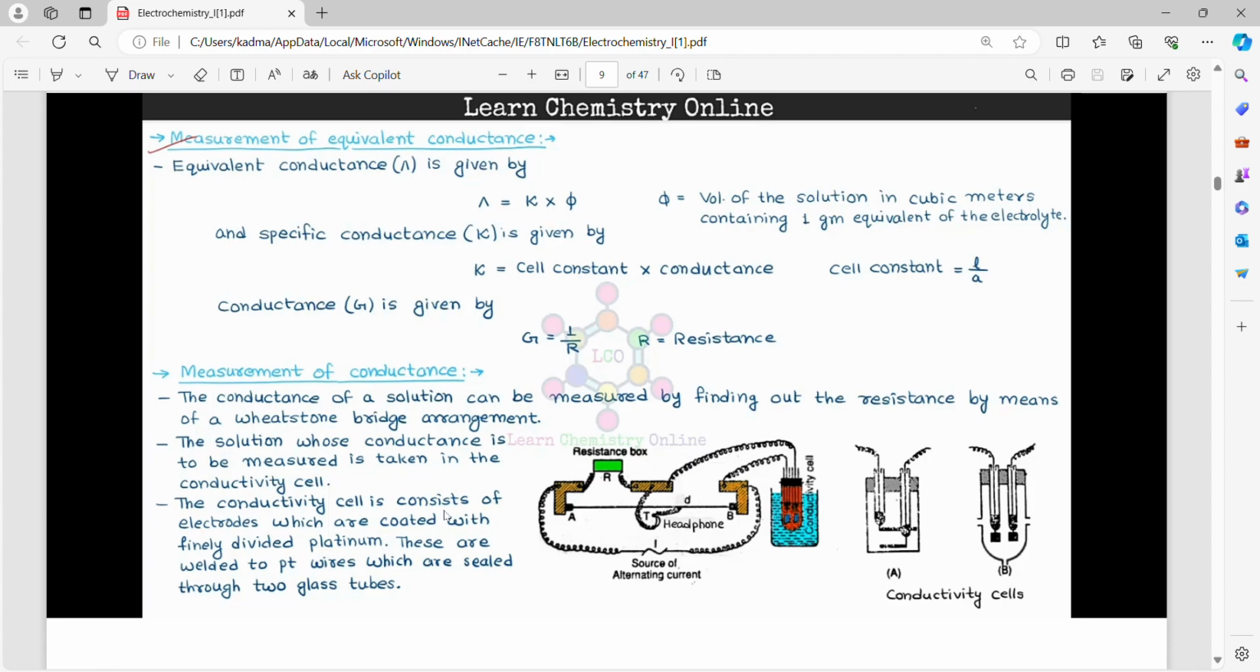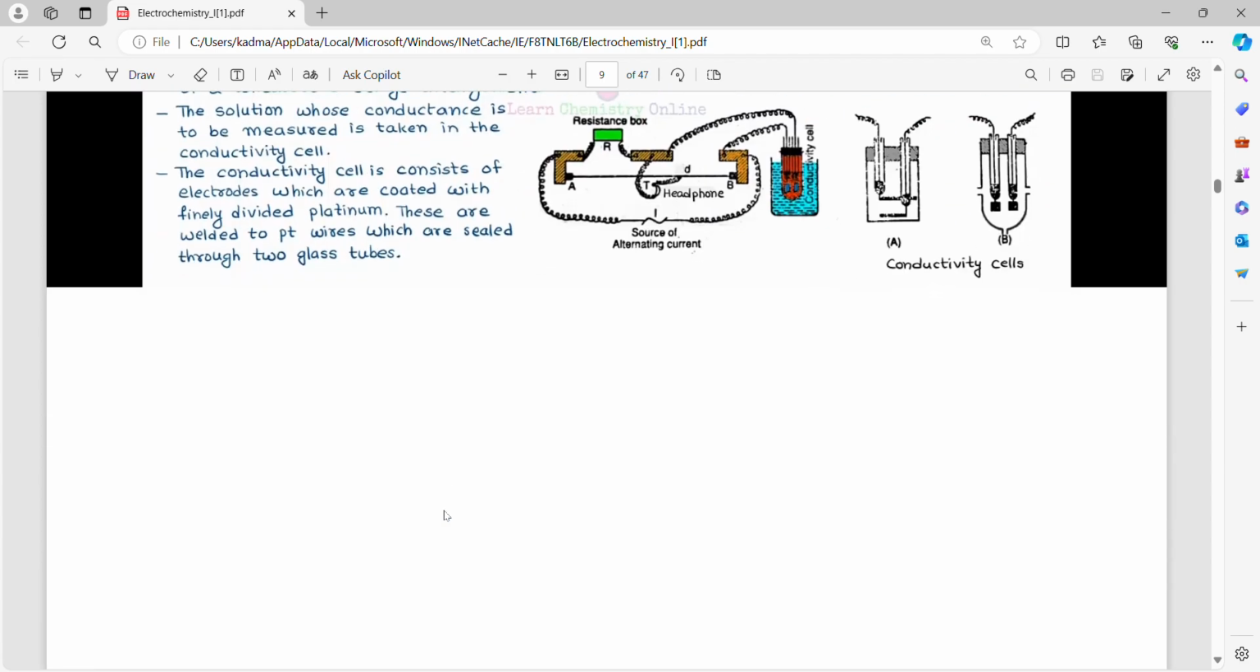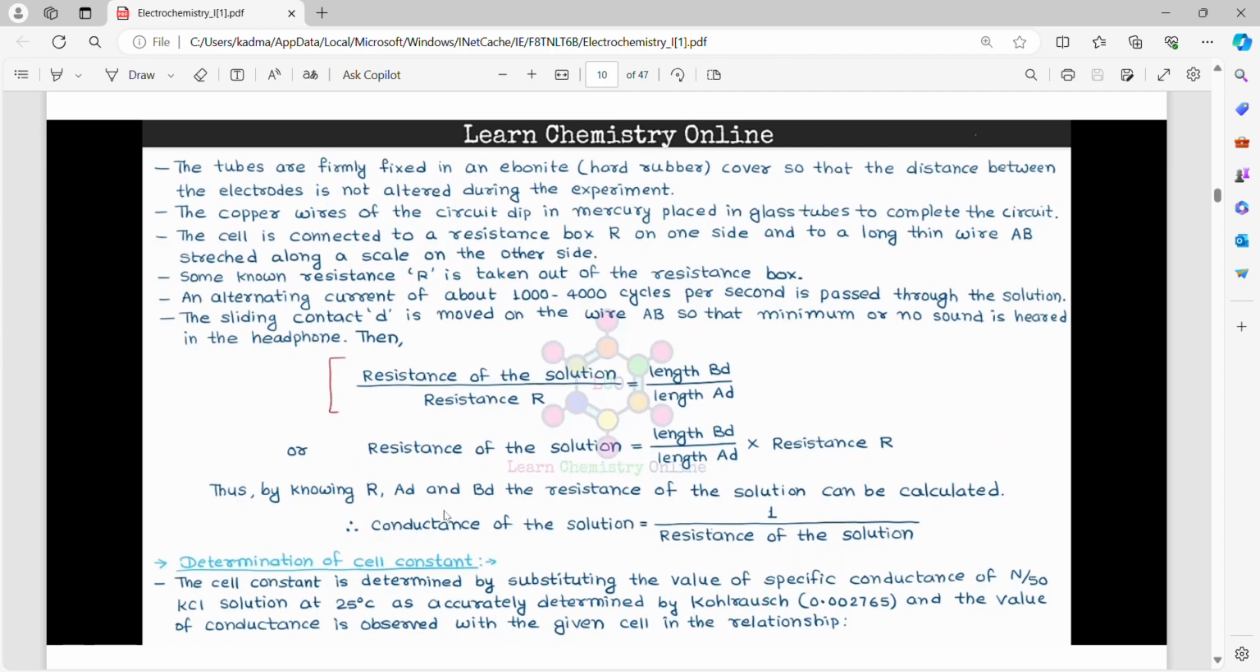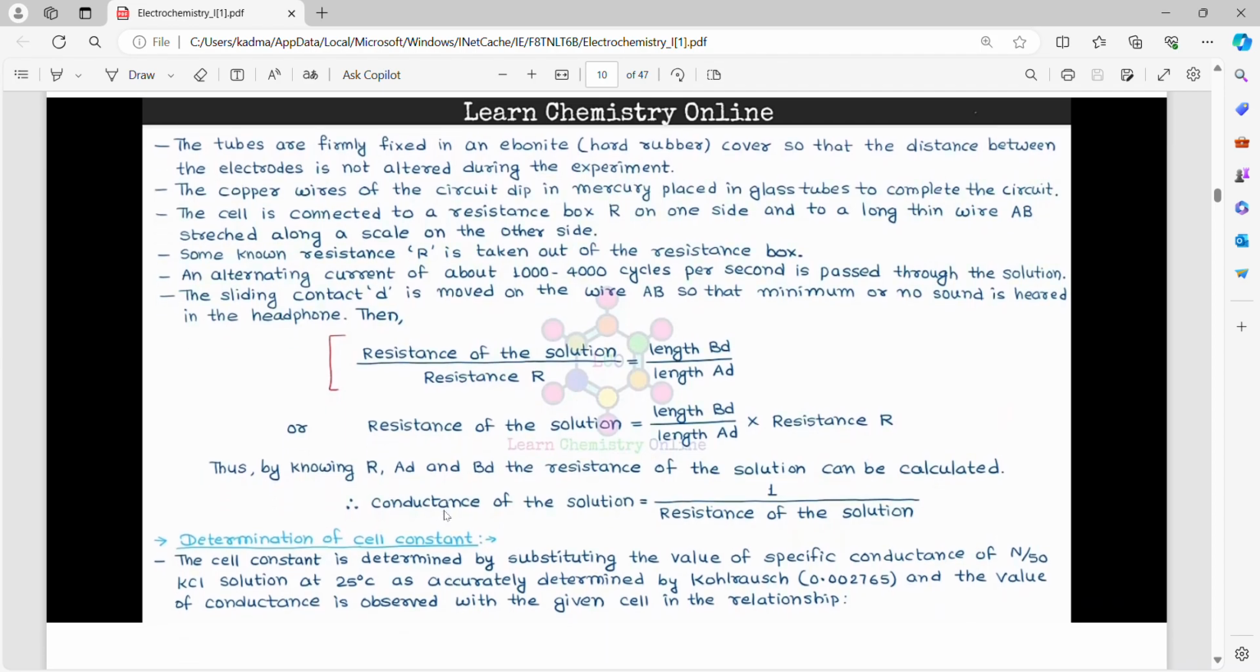Measurement of conductance. The conductance of a solution can be measured by finding out the resistance by means of a Wheatstone bridge arrangement. The solution whose conductance is to be measured is taken in a conductivity cell. The conductivity cell consists of electrodes which are coated with finely divided platinum. These are welded to Pt wires which are sealed through two glass tubes. Here is the diagram. You can see the tubes are firmly fixed in an ebonite hard rubber cover so that the distance between the electrodes is not altered during the experiment. The copper wires of the circuit dip in mercury placed in glass tubes to complete the circuit.